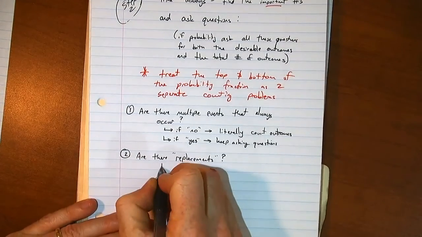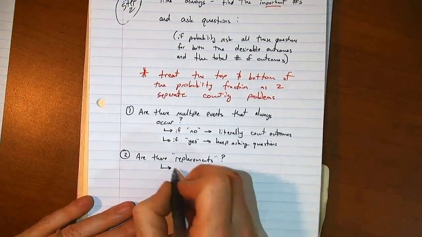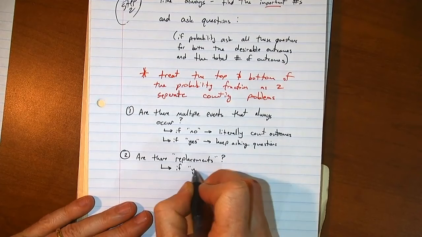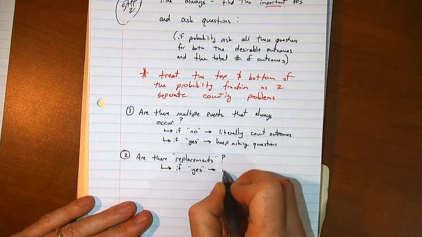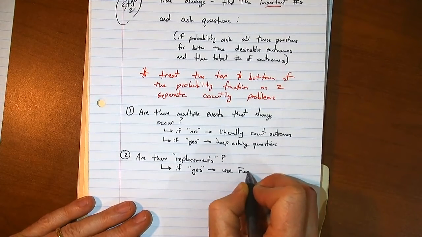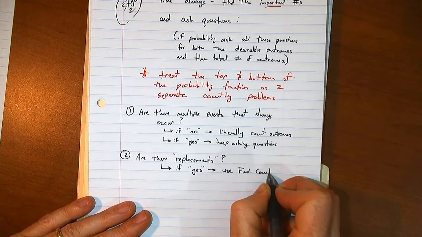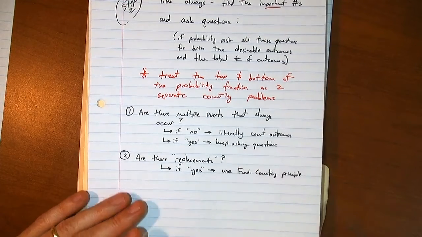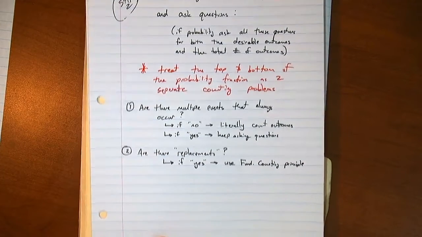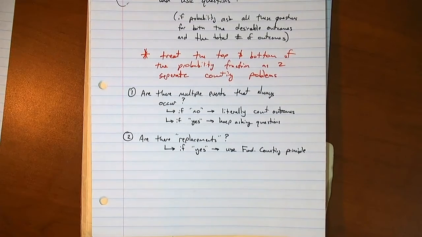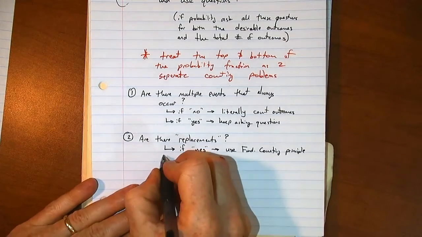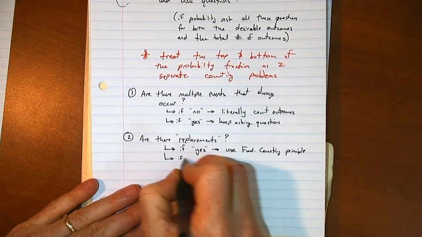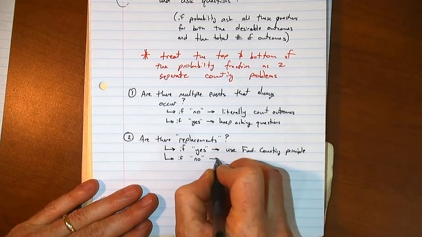And we've only learned one counting technique that I can use with replacements. So if the answer is yes, we have to use the fundamental counting principle. That's the only technique that we've learned that will handle situations where things get picked and can potentially get picked again later on. So if that's the situation, we use the fundamental counting principle. But if the answer is no, then we keep asking questions.